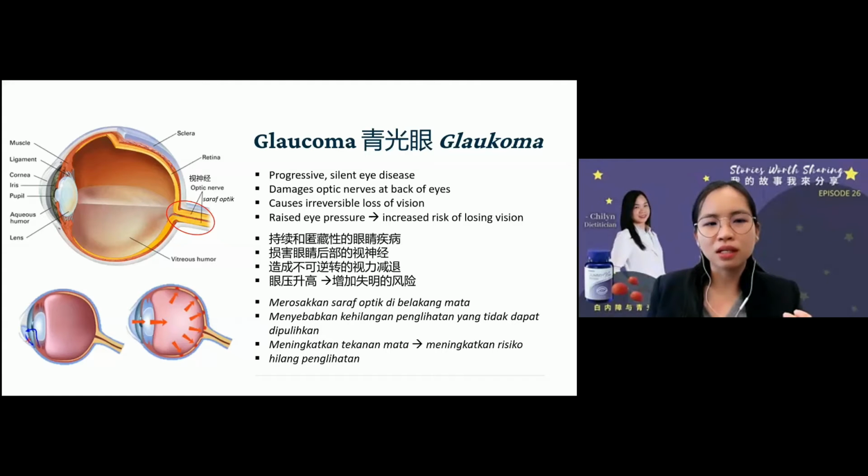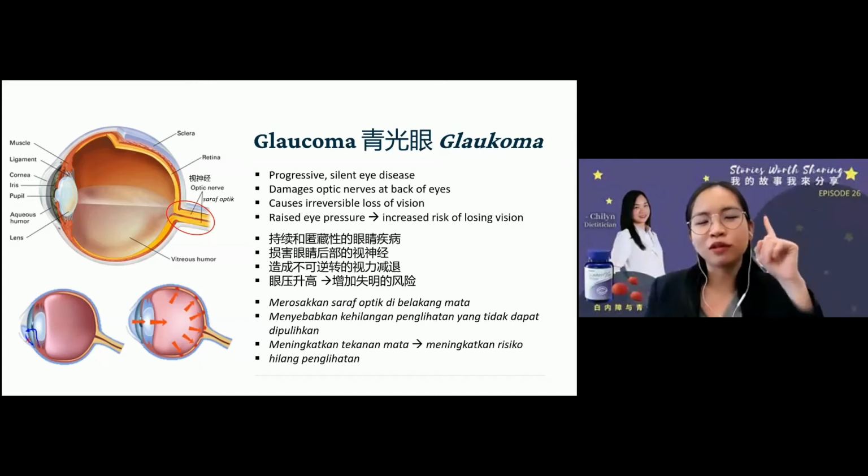And our optic nerve, which is the nerve at the back, delivers the images you see to your brain and allows your brain to analyze what you're seeing. If there is constant pressure against your eyes, this will lead to damage to your optic nerve. And in return, it would affect your vision.